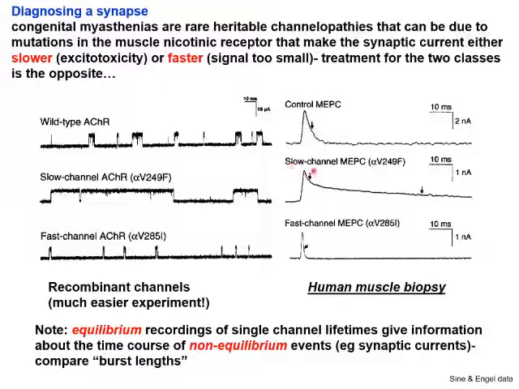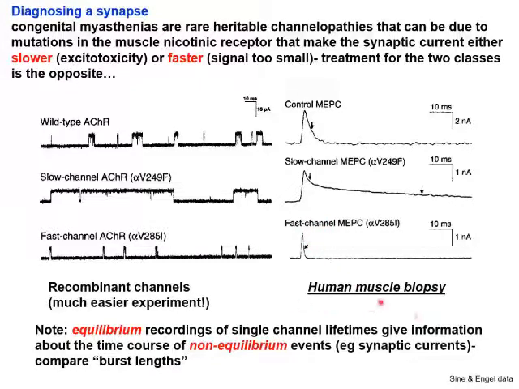You can get a slow channel congenital myasthenia. You can see how it's got an additional time constant, very, very slow. This leads to excitotoxicity because of calcium entry. Or you can get a much faster channel decay of the activation of the channel current, and this is not enough signal to reach the threshold for an action potential.